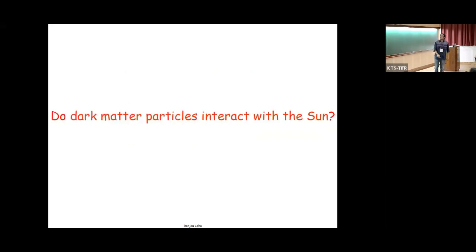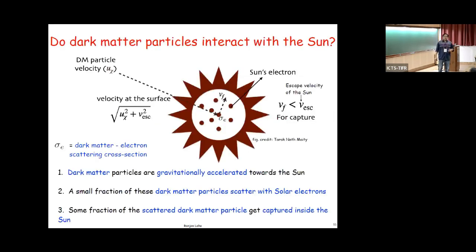Okay, great. So do dark matter particles interact with the Sun? The answer is yes. For proton targets, this has been studied since 1986, first by Andrew Gould. So the idea is as follows. Suppose there's a dark matter particle at a distance far enough away from the Sun. It obviously has a velocity which follows the velocity distribution in that region of the halo. It gets gravitationally attracted towards the Sun.